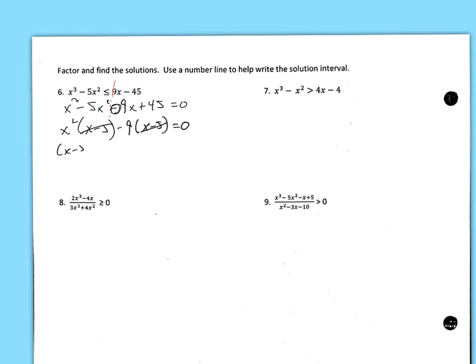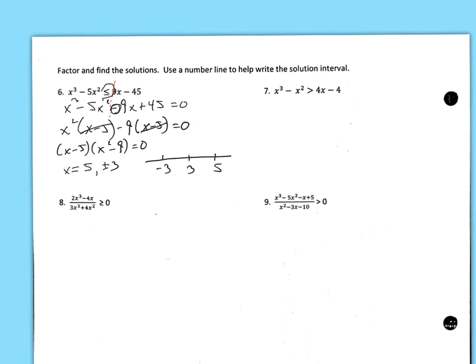Pull that out. And we're left with x squared minus 9. Come up with your answers. So we get x equals 5, and square root of 9 is positive and negative 3. These numbers go on the number line in order, small to large. Negative 3, positive 3, positive 5.